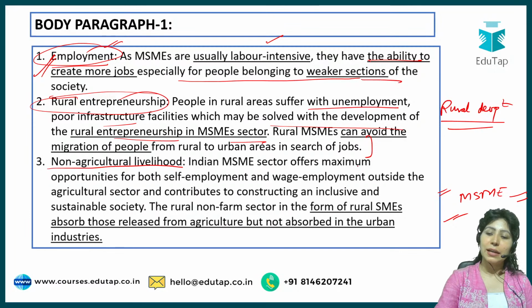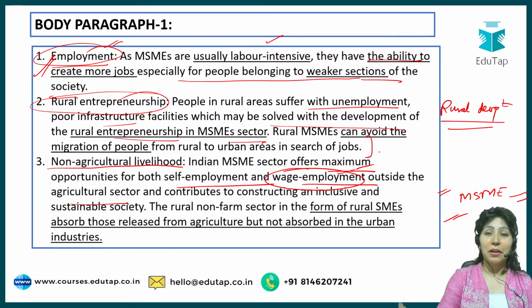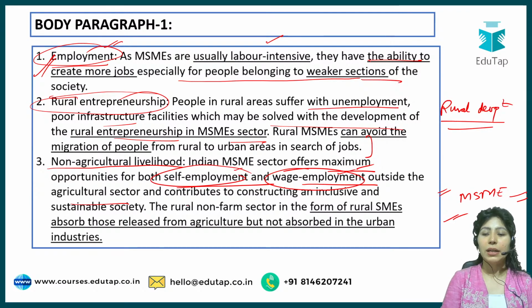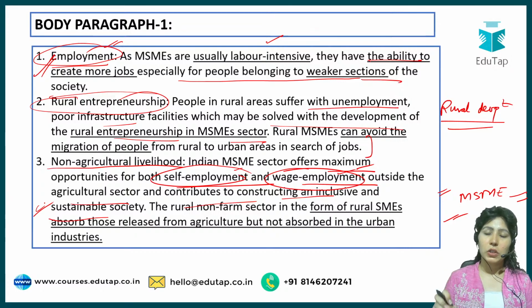So the Indian MSME sector offers maximum opportunities for both self-employment and wage employment outside the agricultural sector. Wage employment means higher wages as compared to agriculture, and self-employment opportunities are there, and it contributes to constructing an inclusive and sustainable society. Sustainable means that even in times of urgencies or disasters, the families can sustain, hence the societies can sustain.